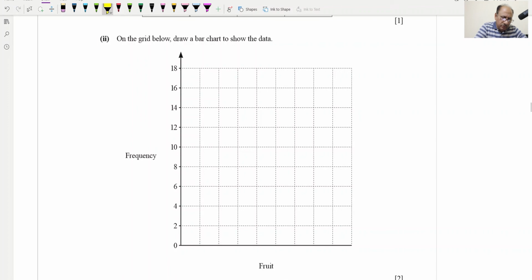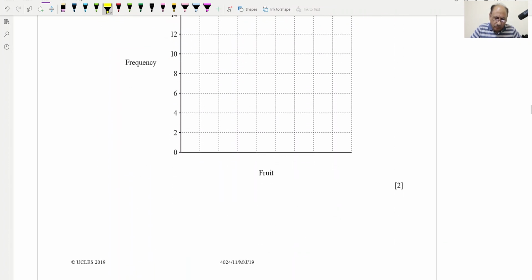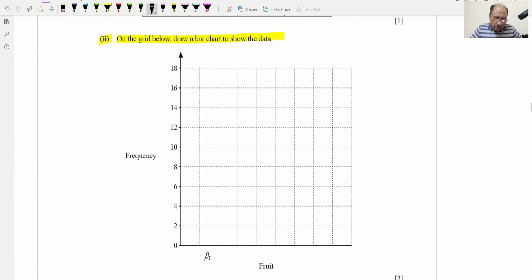So we will be showing a bar chart on this one. So we will be taking A, B, O: A for apple, B for banana, and O for orange. So we can write, for example, over here, apples are 10 basically. So for 10 apples we can show a bar like this one over here, and we can close the bar like this. So this will be for apple.